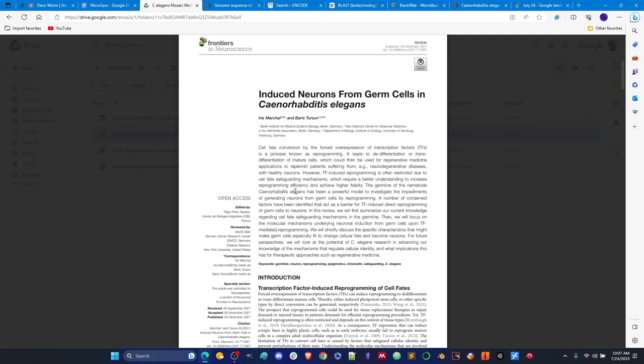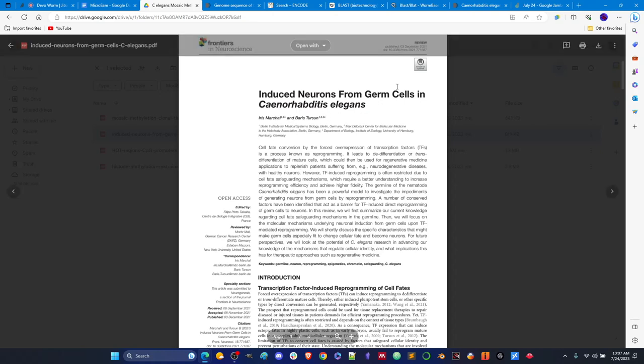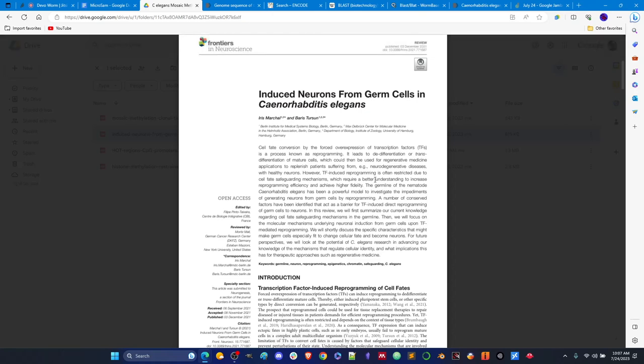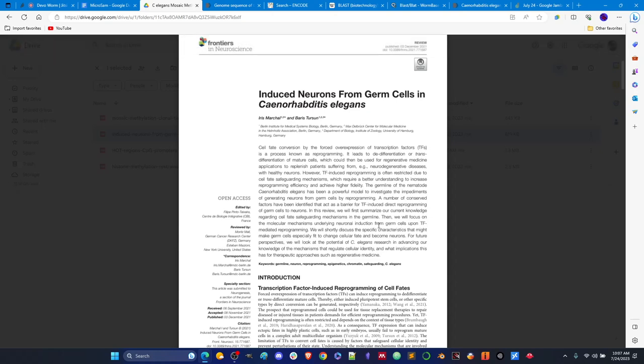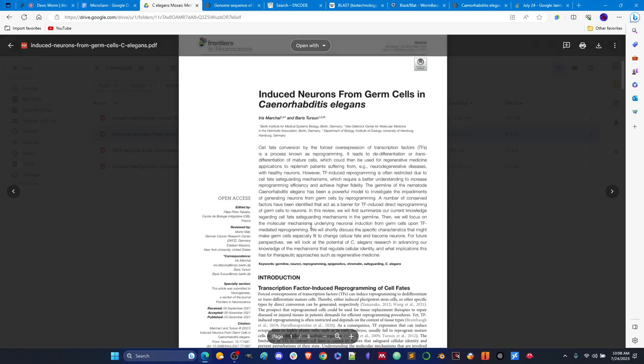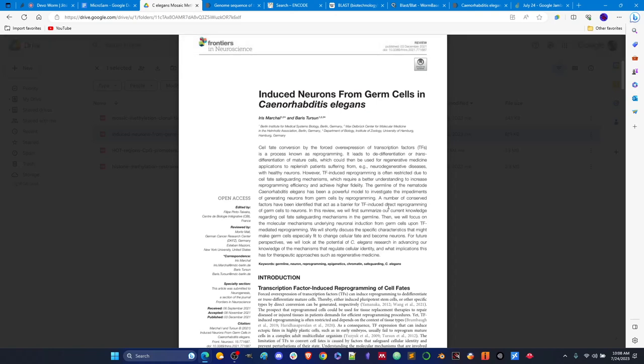Sometimes cells will differentiate early into neurons, for example, and sometimes they'll differentiate later into muscle or into something else. This paper is on induced neurons from germ cells in C. elegans, and it talks about actually inducing this process and some of the things they do with transcription factors. They're actually using direct reprogramming here. I think this is just a review where they talk about our current knowledge about this.